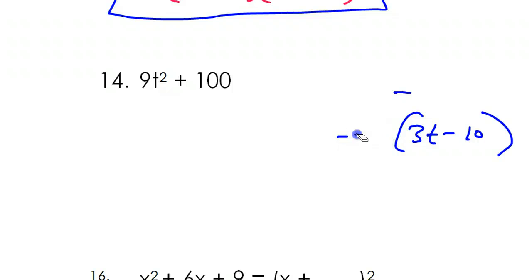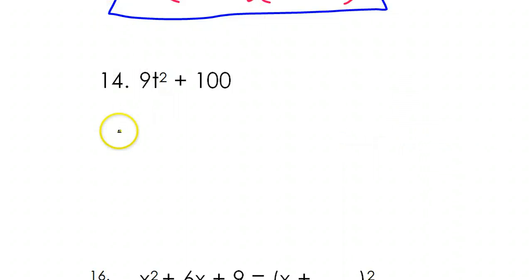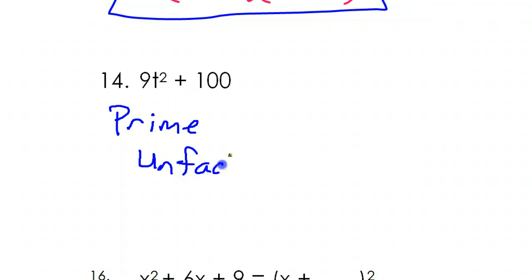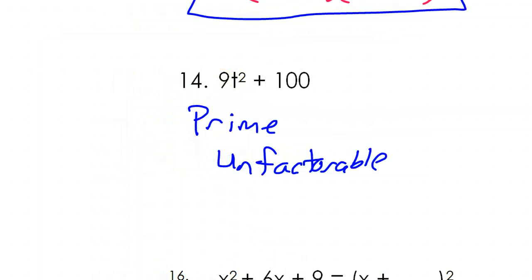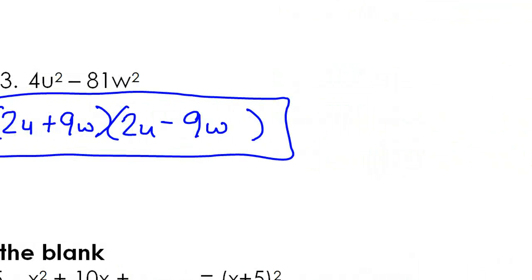What do you think about that? Hopefully you said something like prime or unfactorable. Okay, yeah, it's prime. You can't factor the sum of two squares, so don't try. Alright, if you see the sum of two squares on your test, just write prime and move on. Don't be fooled and tricked.